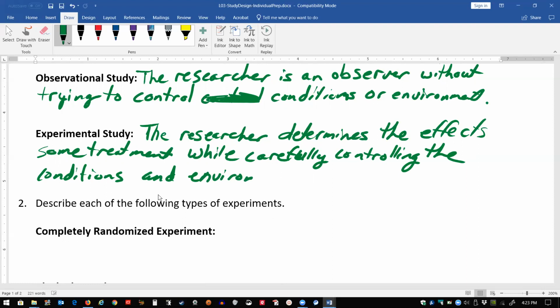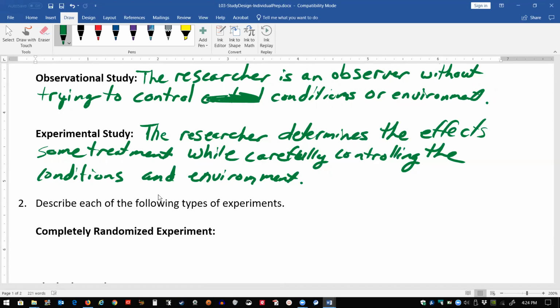Okay, so the biggest difference then is the researcher's control. In an observational study, the researcher does not have any control over the conditions and environment, just observing events in their natural setting. In the experimental study, the researcher very carefully controls conditions in the environment so that the most likely explanation for the results is that specific treatment that they are exploring and studying.